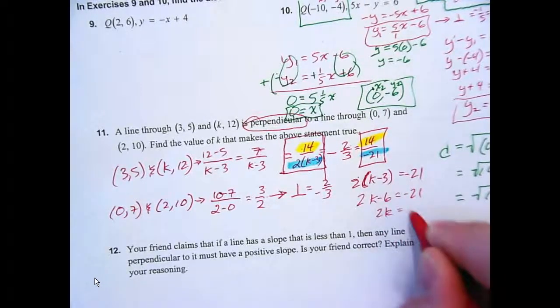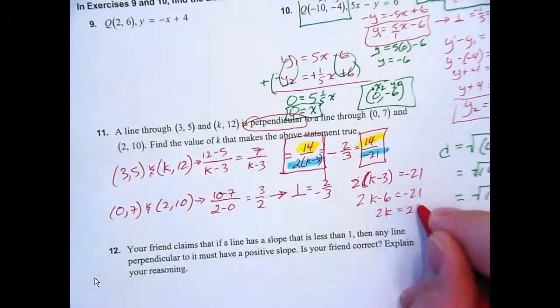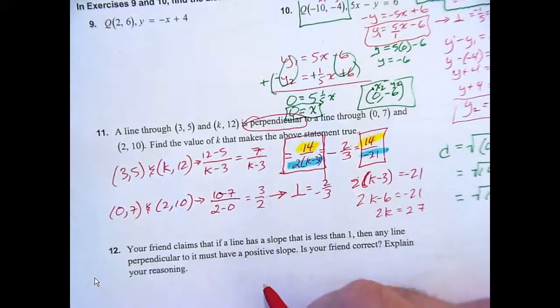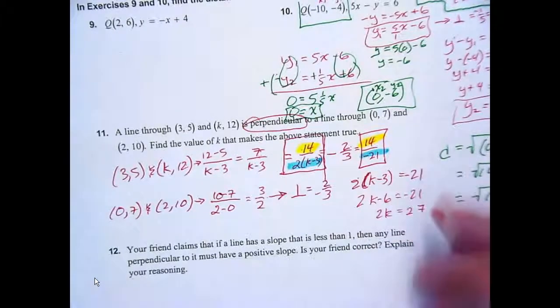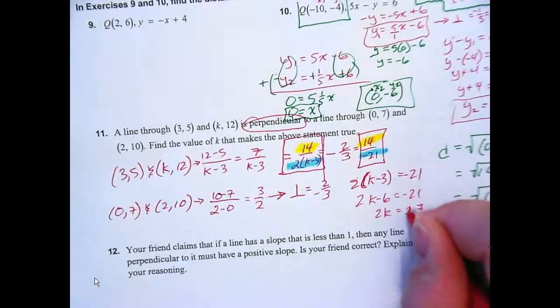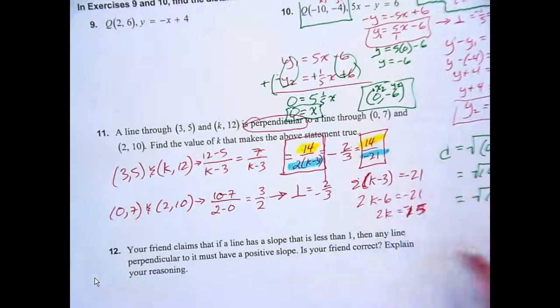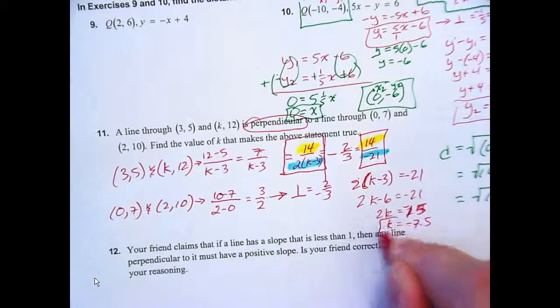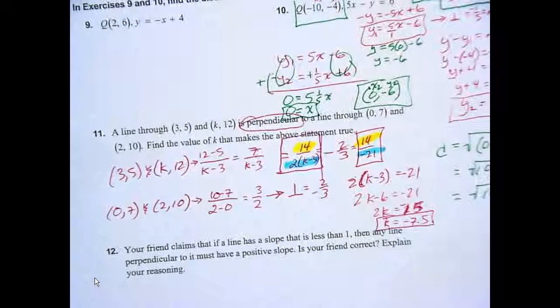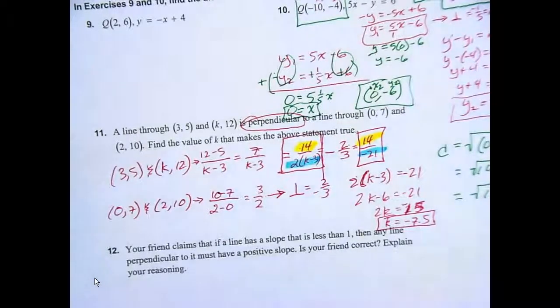2k equals 27. Oops, I'm sorry. I messed that up. That would be 15, I think. Negative 15, thank you. And then k is equal to negative 7.5. There's other ways to do it. You could have done it a different way.